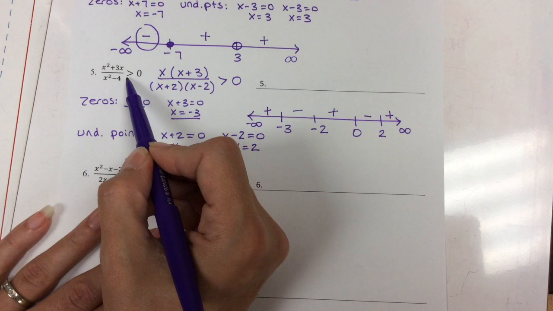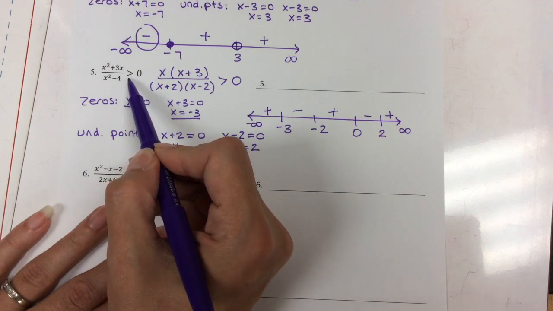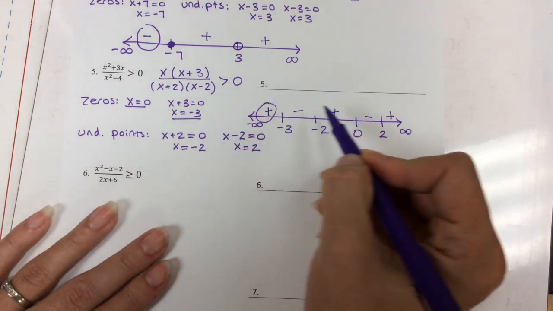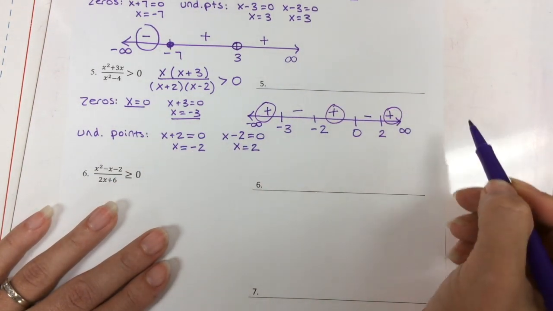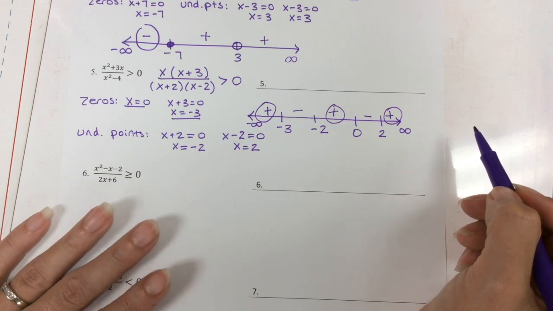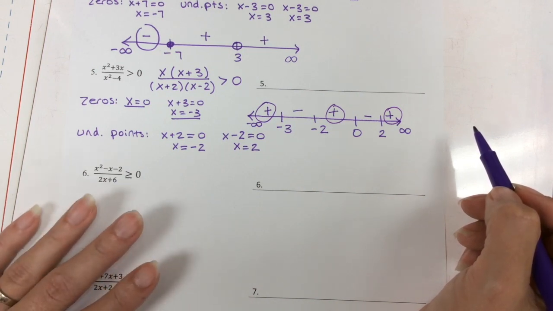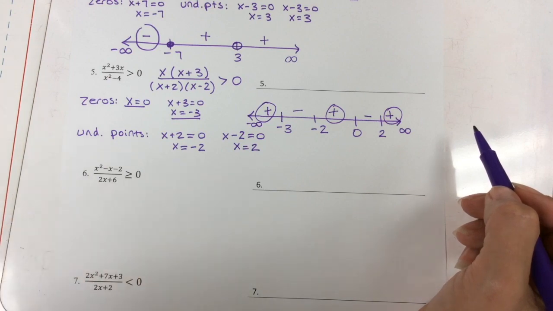Okay, in order to determine which intervals we want, we go back and look at the problem. The problem says, when is my function greater than 0? So those would be all my positives. So here, here, and here. The one thing I forgot to do is make closed circles and open circles. So let's go back and do that.